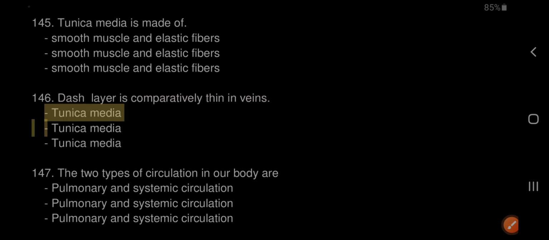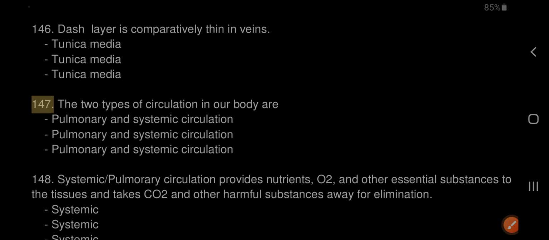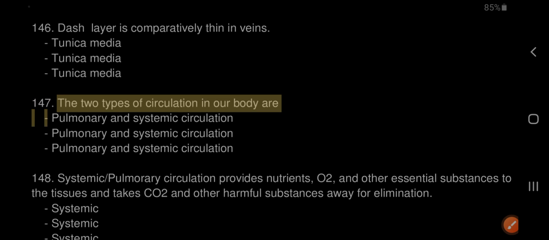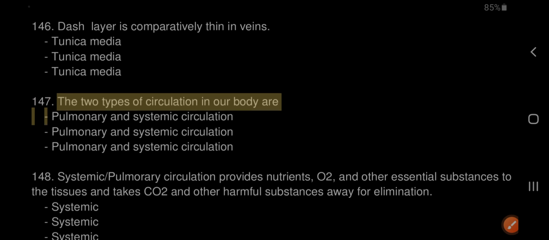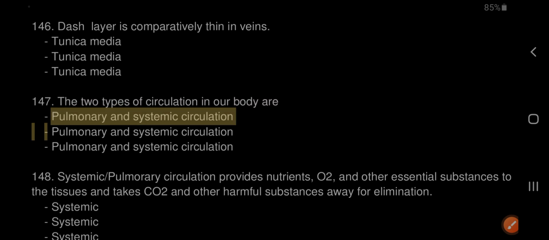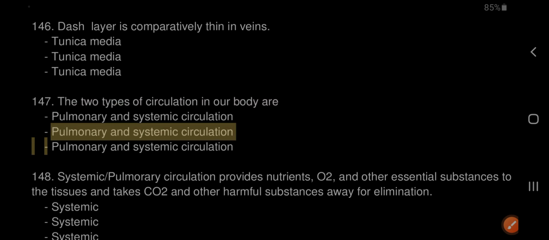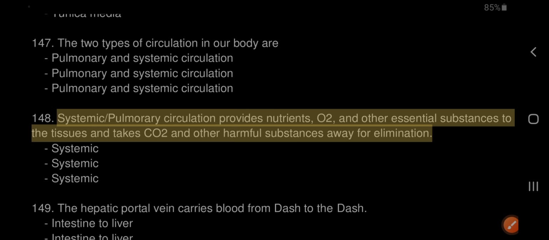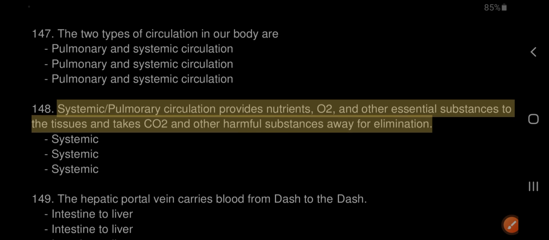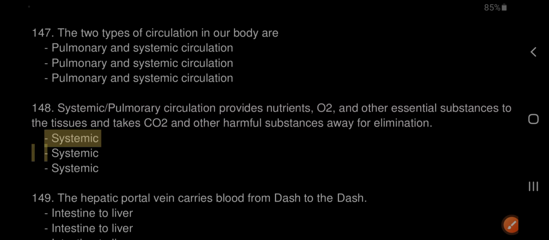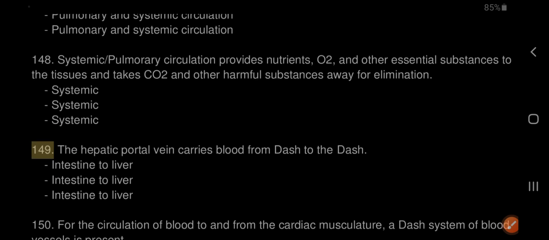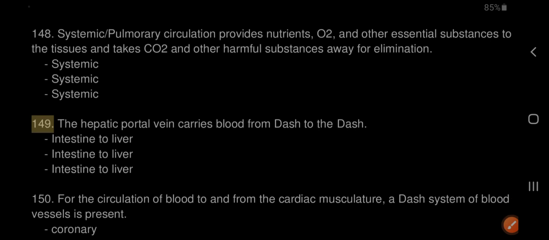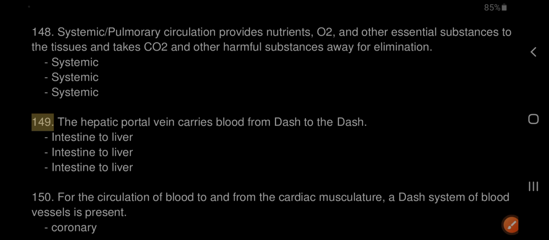147. The two types of circulation in our body are pulmonary and systemic circulation. 148. Systemic circulation provides nutrients, O2, and other essential substances to the tissues and takes CO2 and other harmful substances away for elimination. 149. The hepatic portal vein carries blood from intestine to liver.